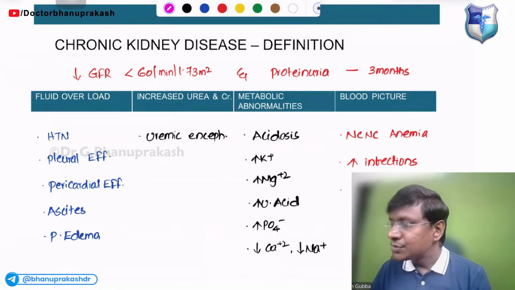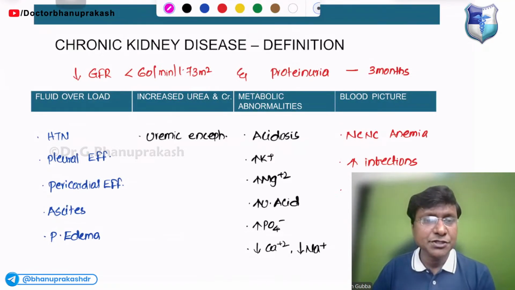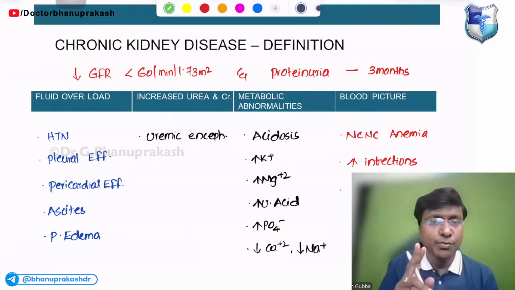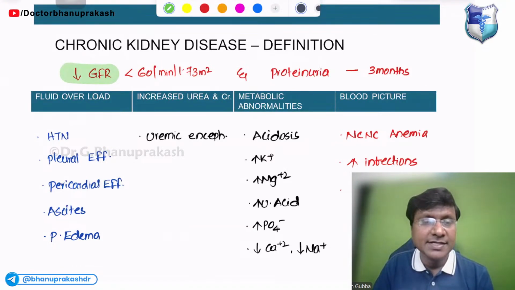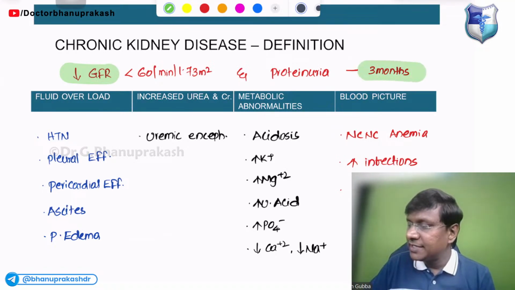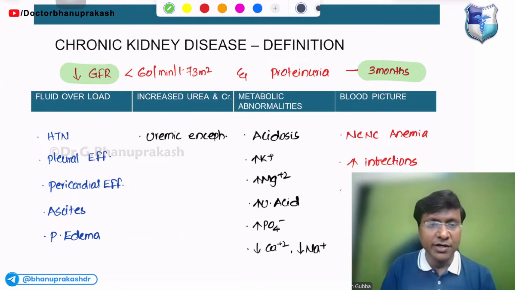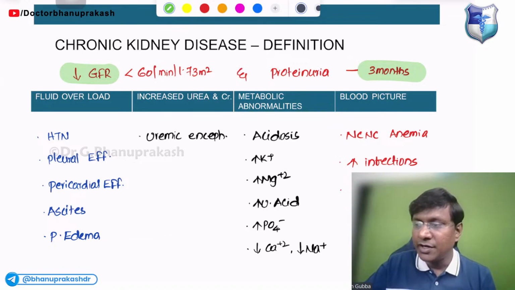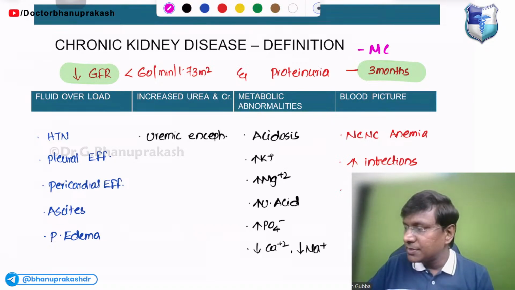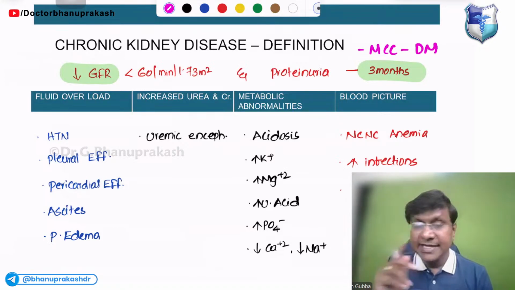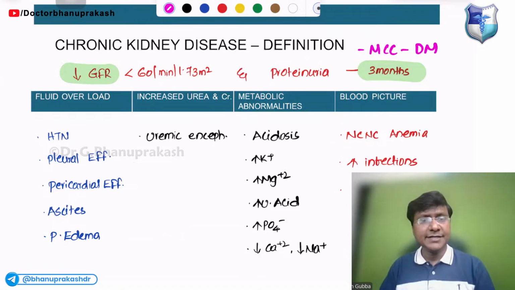So if you take the definition of chronic kidney disease, what are the two parameters which are taken into consideration for defining it? One is GFR, where there is decrease in GFR to less than 60 ml per minute per 1.73 meter square. And proteinuria should be there for nearly around 3 months. So these two are the points taken in the definition of chronic kidney disease. Now, what is the most common cause for chronic kidney disease? Diabetes mellitus is the most common cause, right?